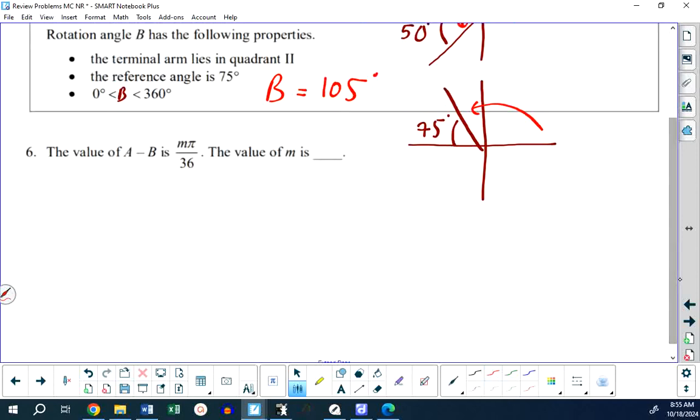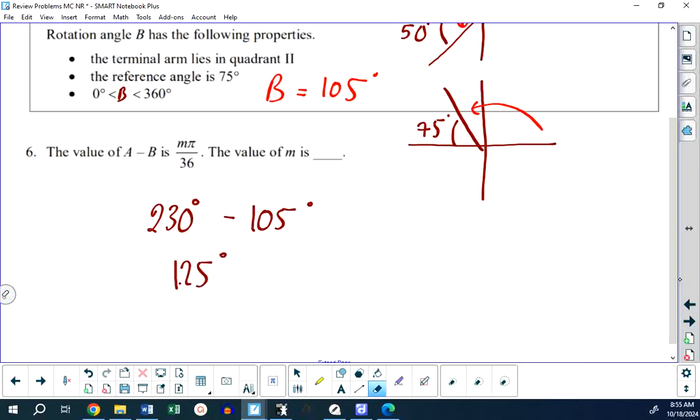So what is A minus B? A minus B will be 230 degrees minus 105 degrees, which by my count gives me 115 degrees. And verify that for me. Thank you. 125, right, 125 degrees. And now what we need to do is convert that, Melanie, to radians.